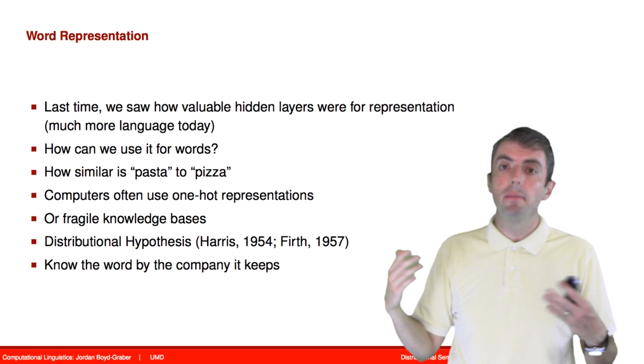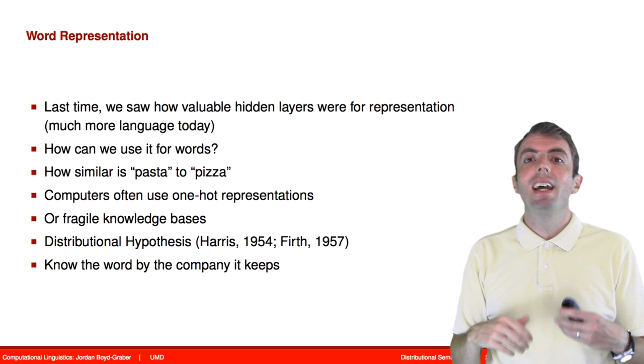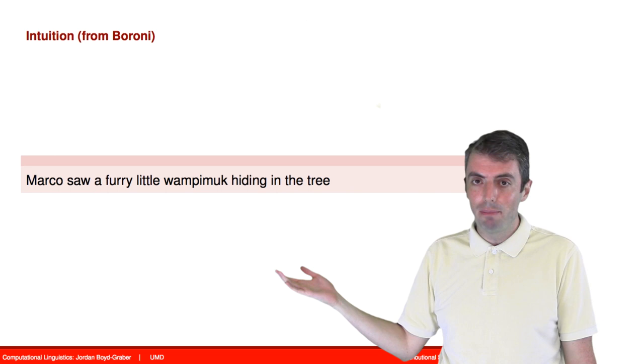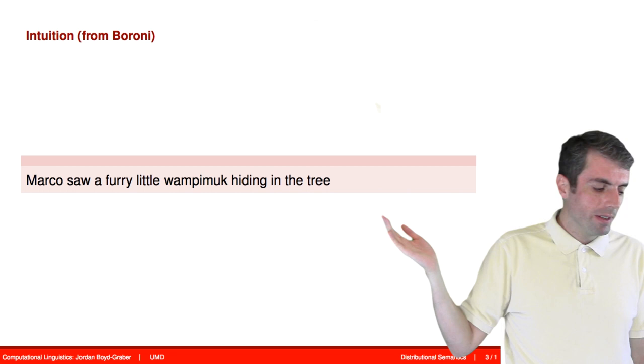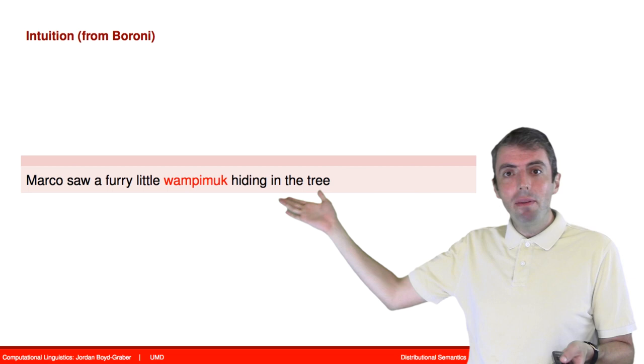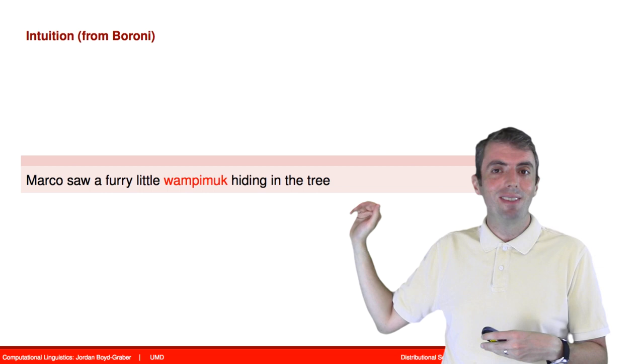Even from the 50s, there is a popular axiom that you shall know a word by the company that it keeps. In other words, you know what a word means based on the words that appear around it. So, for example, let's take a look at this example from Baroni. Marco saw a furry little wampamuck hiding in the tree. So wampamuck is a made-up word, you have no idea what it means, but you can probably guess what it means. That it's probably something like a chipmunk, or maybe this is an Italian speaker who confused the word chipmunk with walrus or something like that and just made this word up, and you can guess what they mean.